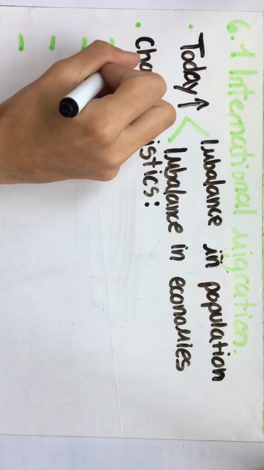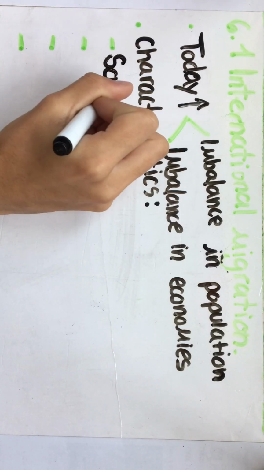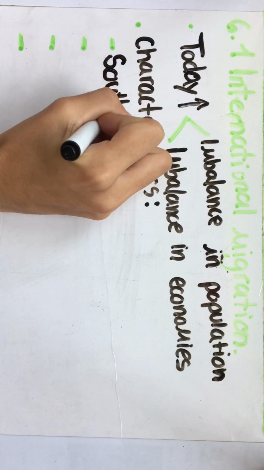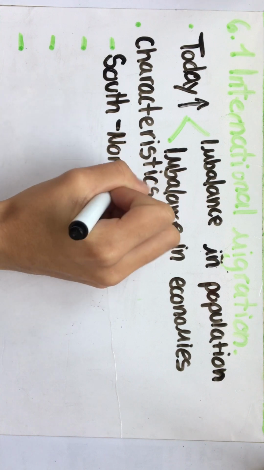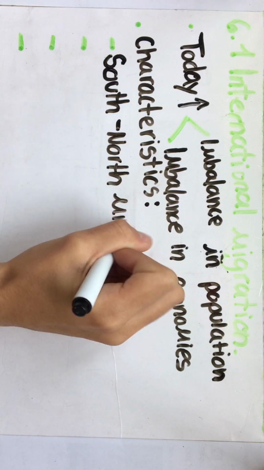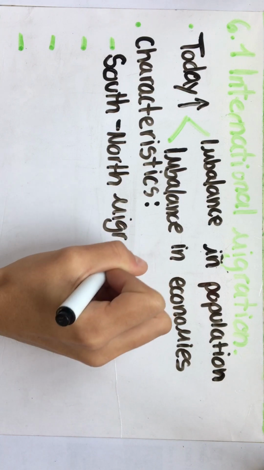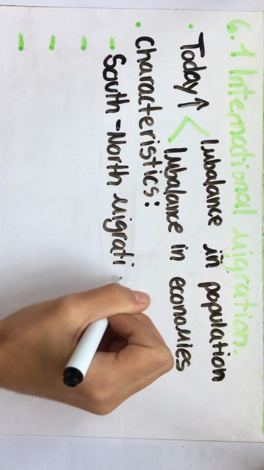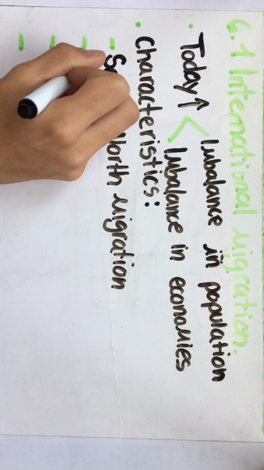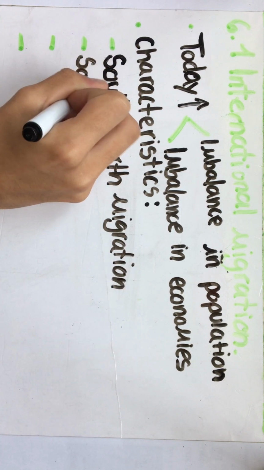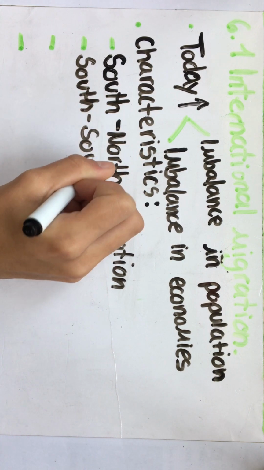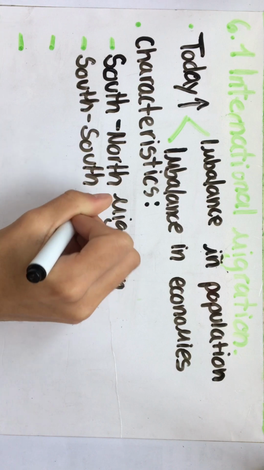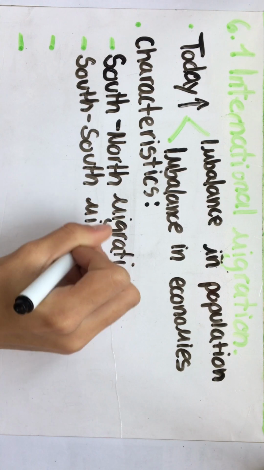6. International migration. Today, international migrations have risen due to the imbalance in the population and economies between wealthy and poor countries, and the improvements in transport. The characteristic features of these mass migrations are as follows. South-North migration. It occurs between the less developed countries in Africa, Asia, and Latin America, and the more well-developed countries in North America, Europe, Asia, and Oceania.